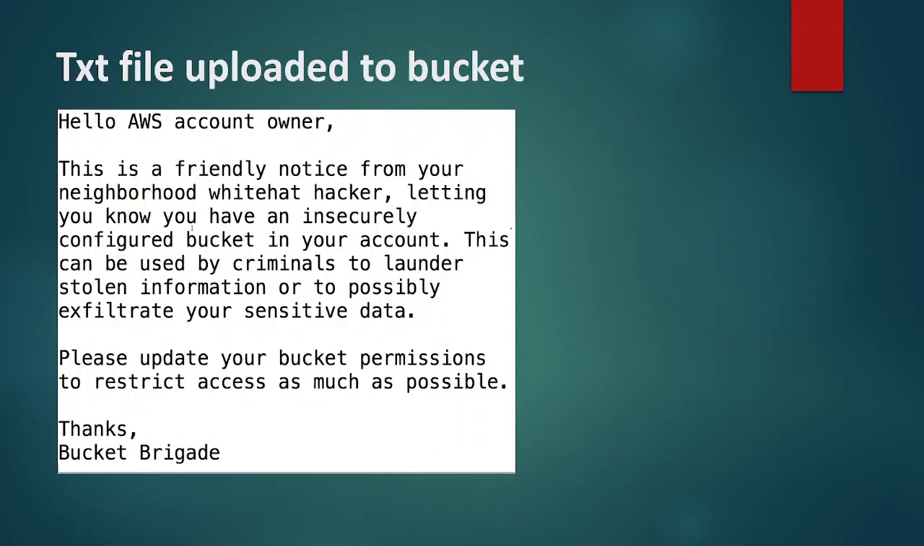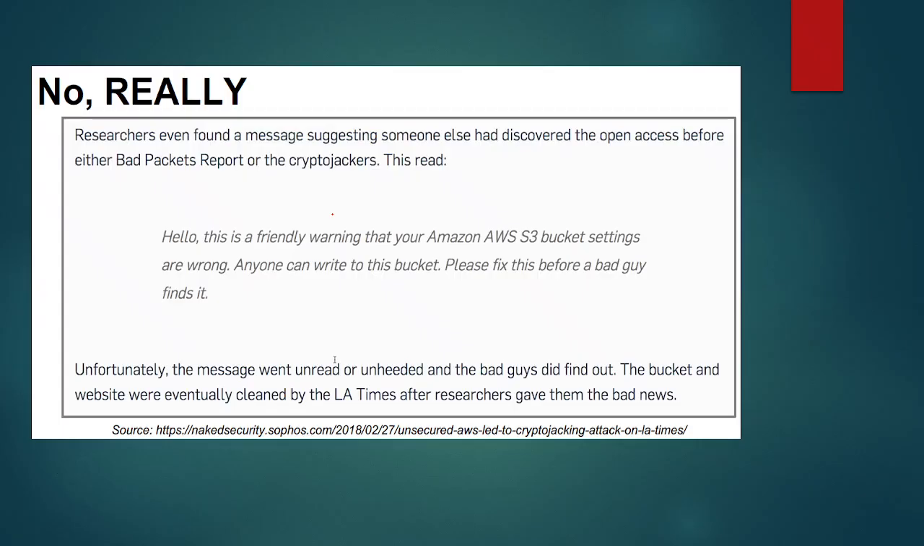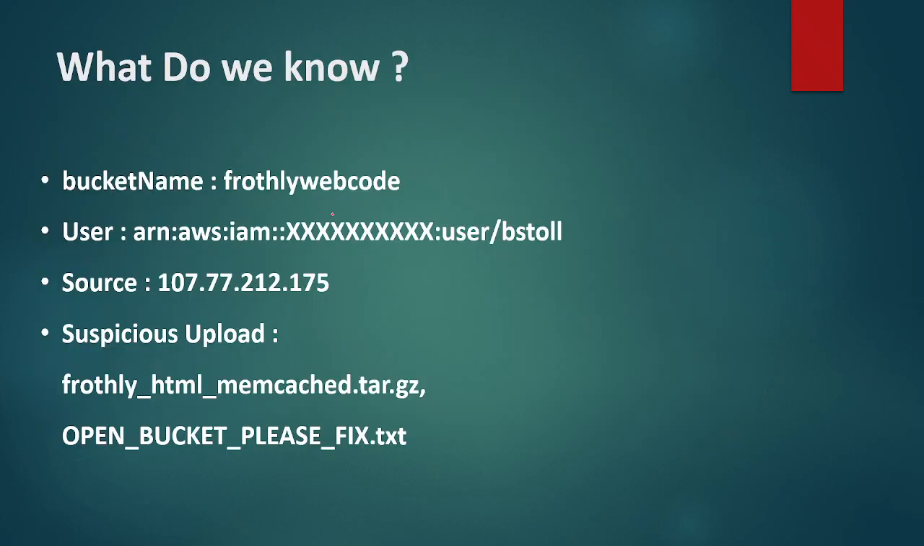Extension is txt. If we open this file, this says this is a warning. Your bucket is publicly exposed. Please restrict it. Seems like a message with good intentions. This particular text file has gone unread. So at this point in time, what we have learned so far is that you can see the bucket name, you can see the principal, you can also see what are the objects that are being uploaded in a bucket for that matter, right?